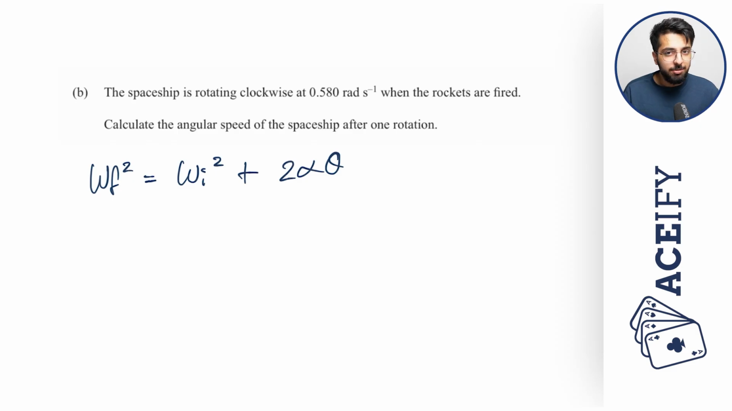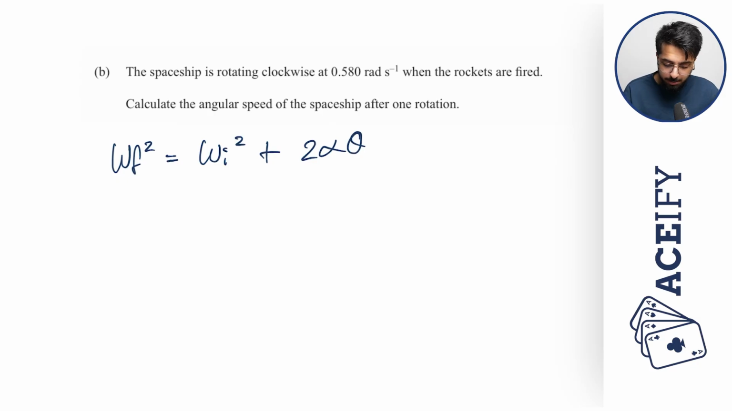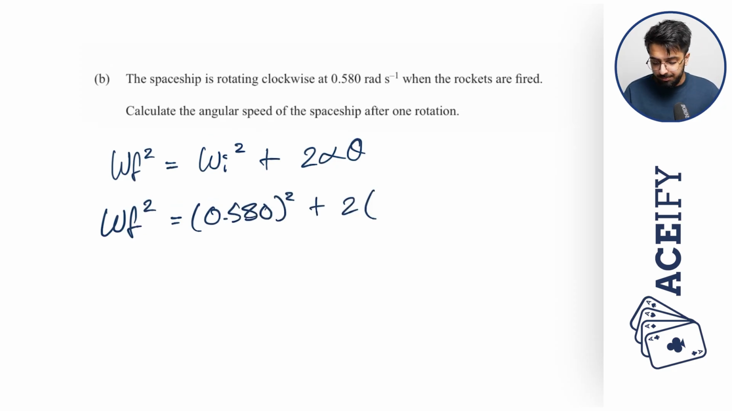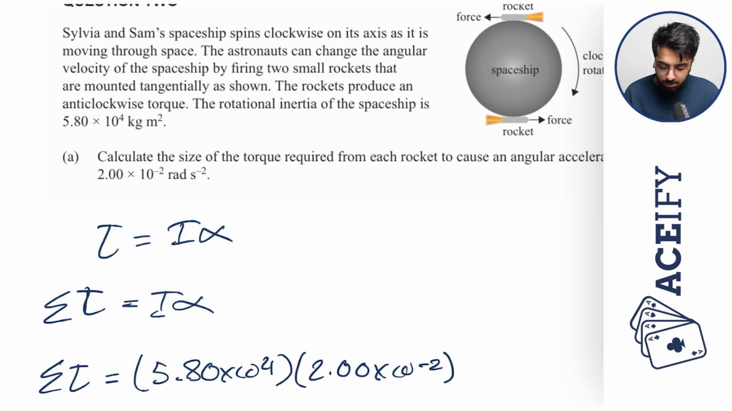We want to find the final angular velocity after one rotation, and so our theta value is going to be 2 pi because that's the amount of angle in one rotation. We also know our angular acceleration as it's given in our previous question. Therefore we can simply plug in our numbers. Our final angular velocity squared is equal to 0.58 squared plus 2 times our angular acceleration, which is given as 2 times 10 to the negative 2 radians per second squared.